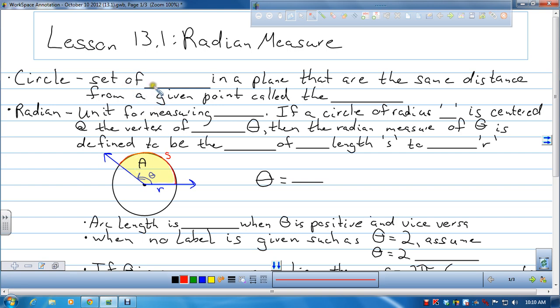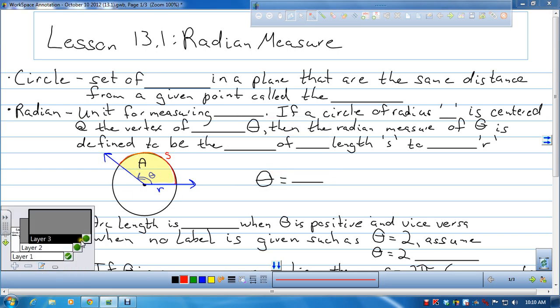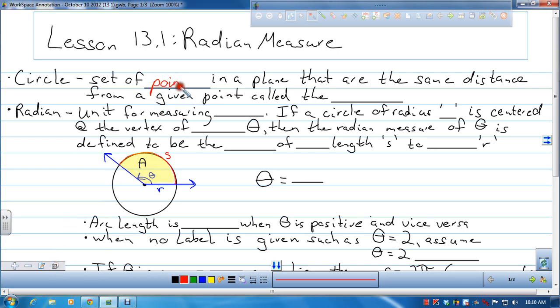A circle is a set of points, if you remember. We're going to go with red today. A set of points in a plane that are the same distance from a given point. If you recall, the point that we're talking about on that circle is the center of that circle. So a circle is made up of a center and then a bunch of points that are equidistant, or the same distance away from that particular center.